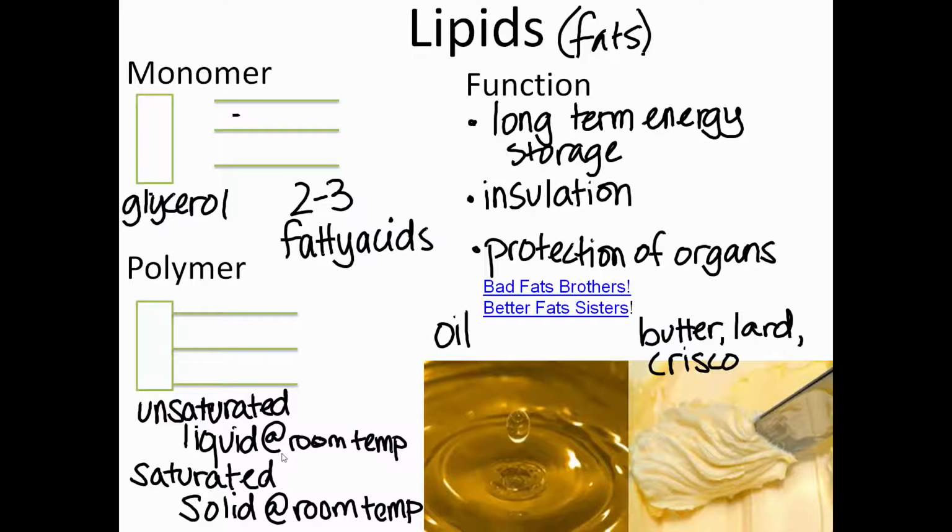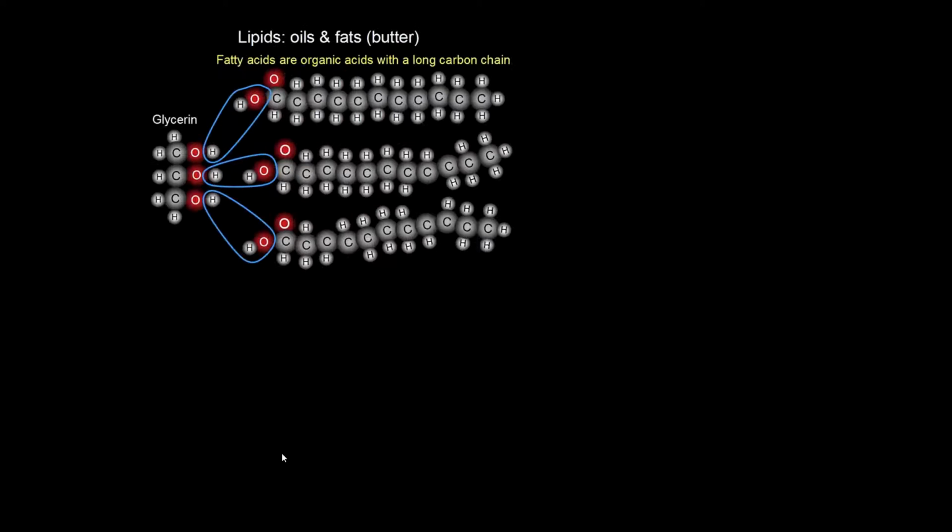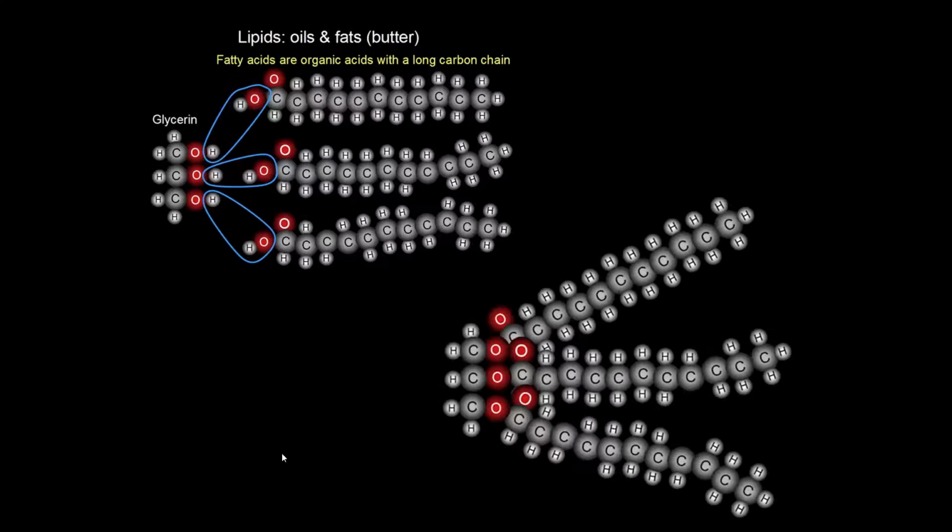Okay, so there's the glycerin. These are the fatty acid tails, and you can see there's water in there. What we're going to do is take that water out through a process called hydrolysis, and we're going to take those 3 waters and we're going to make a fat. Okay, so there's still the glycerin, and there still are the fatty tails, and you can say this one is actually a saturated, here's an unsaturated, and there's a polyunsaturated fat.